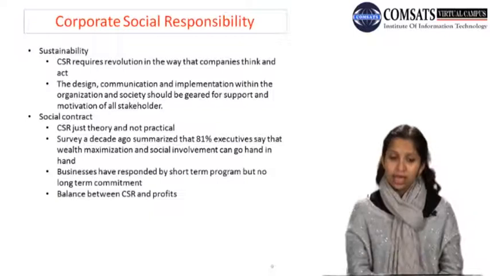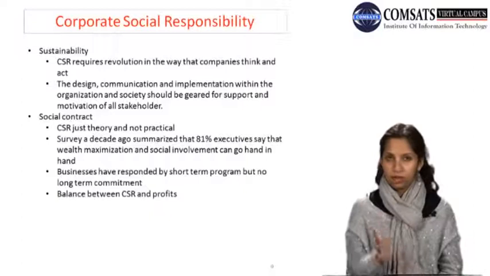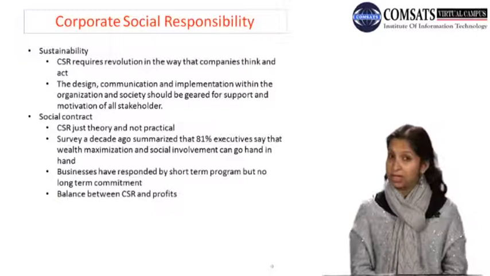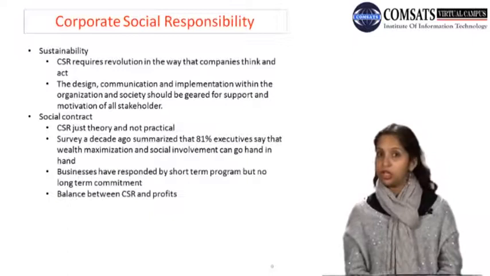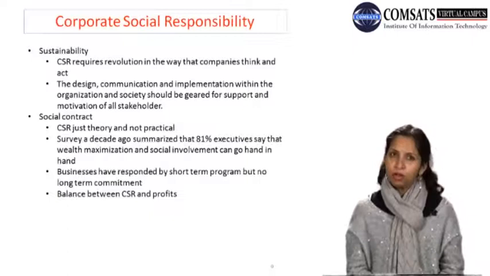Now, with reference to social contract, there was a survey which was done a decade ago, and that summarized that 81% of the executives working in various corporations say that wealth maximization and social involvement can go hand in hand. That basically means that when we talk about social contract, it's not necessary that there is a win-lose situation. If a corporation wins, then the society won't win. If the society wins, then the corporation will lose. Social contract between the corporation and the society basically is a win-win situation for both the parties.